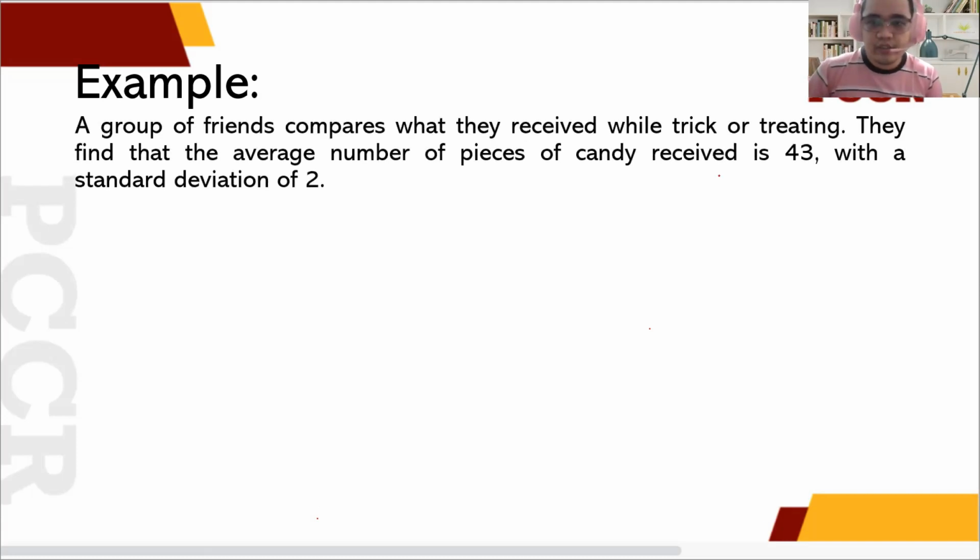So let's have another example. A group of friends compares what they receive while trick or treating.